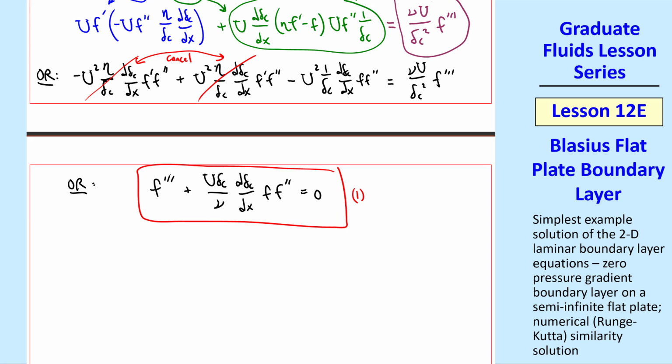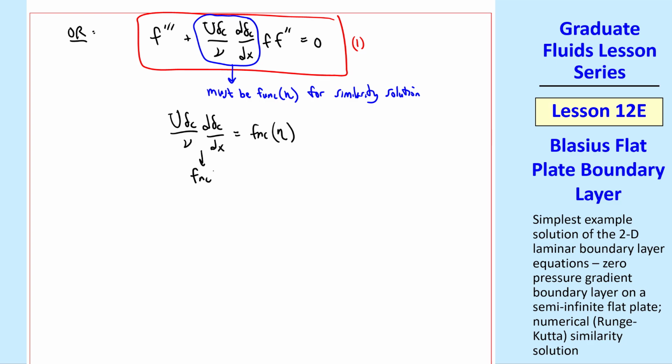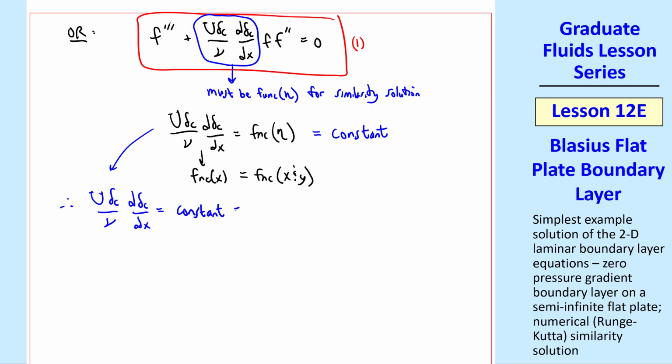Now let's step back here and see what we have to have in order to have a similarity solution. For one thing, this equation must be a function only of the similarity variables f and eta, or f as a function of eta. But this grouping of terms is not a function of eta, but it must be for a similarity solution. This is a function only of x, whereas eta is a function of both x and y by its definition. So how is this possible? Well, the only way that can occur is if both sides of the equation are the same and are a constant. Therefore, we conclude that U delta_c over nu d delta_c/dx is a constant which we'll call c.